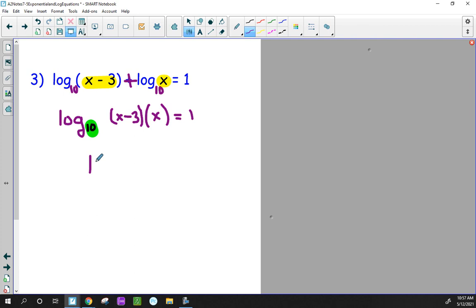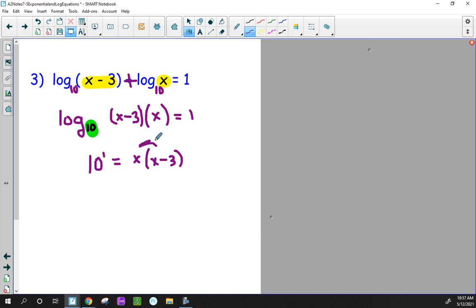You're going to drop that down. You're going to raise it to the first power, so 10 to the first, and set that equal to, and I'm going to turn this backwards, so x times x minus 3. And you can write it in any order you want. And so now we clearly have an equation that just says 10 equals x times x minus 3.